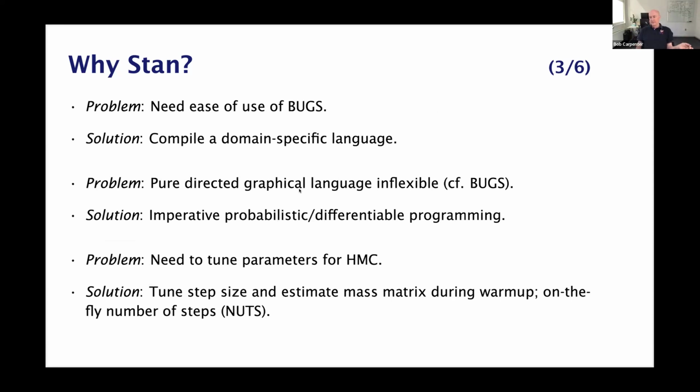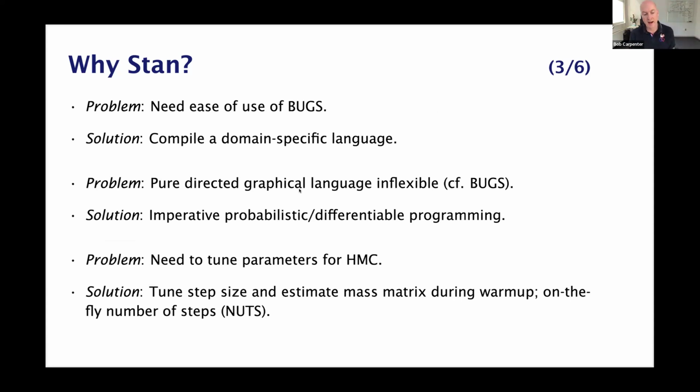We need something like the ease of use of BUGS. I don't know if people still remember BUGS. I guess it's still being widely taught, but I wouldn't have ever learned stats without BUGS. So what we want to do is compile a domain-specific language, right? Something that would let statisticians, without having to think about all the horrors of C++, actually use all of our fast underlying implementations.